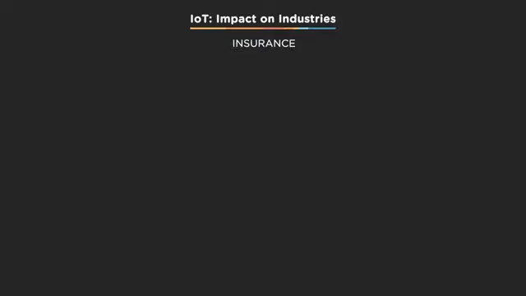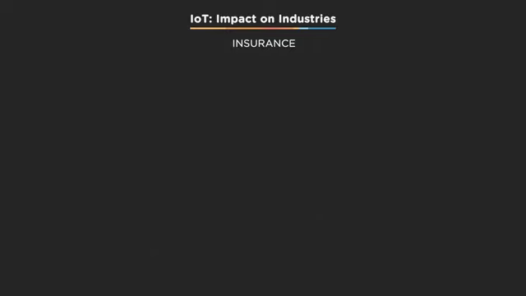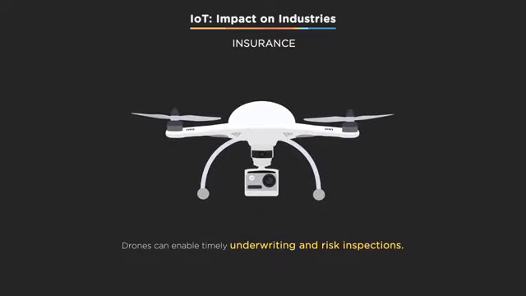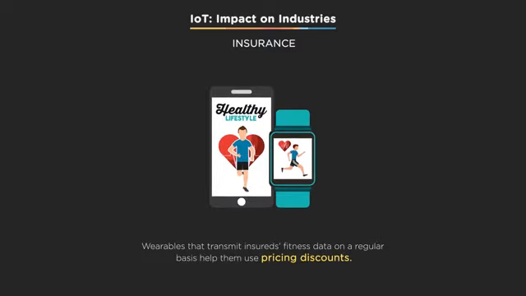Commercial property insurers, using location-enabled GIS devices, can now access advanced data to accurately assess risk exposure and use it to baseline their pricing in advance. Similarly, technology like drones can enable timely underwriting and risk inspections, including providing proactive loss notification or mitigation alerts during catastrophic events. Wearables that transmit the insured's fitness data on a regular basis help them avail pricing discounts in terms of health, disability, and accident insurance.